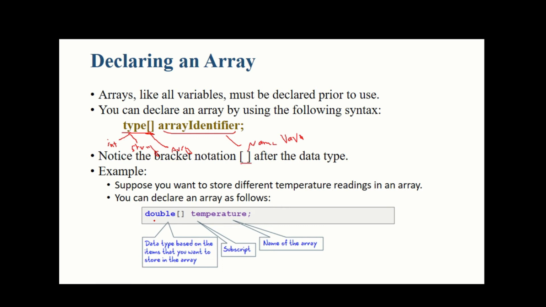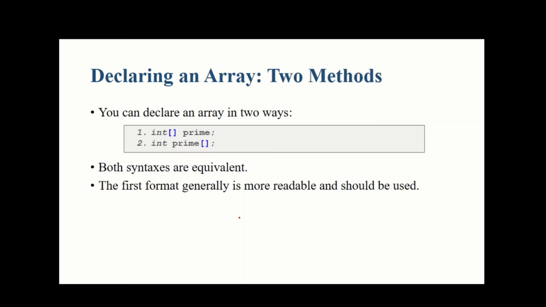This is an example. For example, we have a double array, and the name of the array is temperature. So the data type is double, and this is an array. If I remove this, it will not be an array. And the name of the array is temperature.